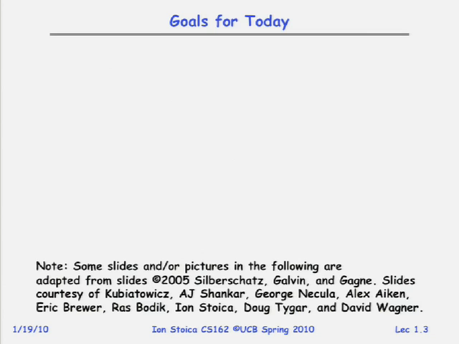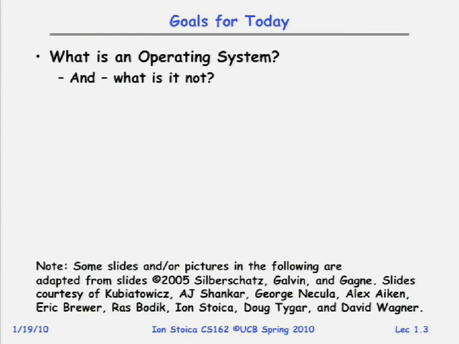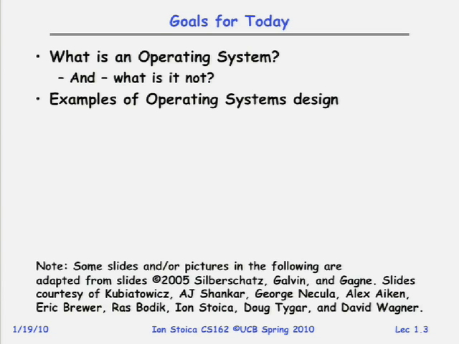So the goals of today's lecture are to understand, at some level, since it's the first lecture, what an operating system is and what is not. And going a little bit through some examples of operating system designs to see what problems operating systems try to address, what the challenges are in addressing those problems, and what some potential solutions could be.